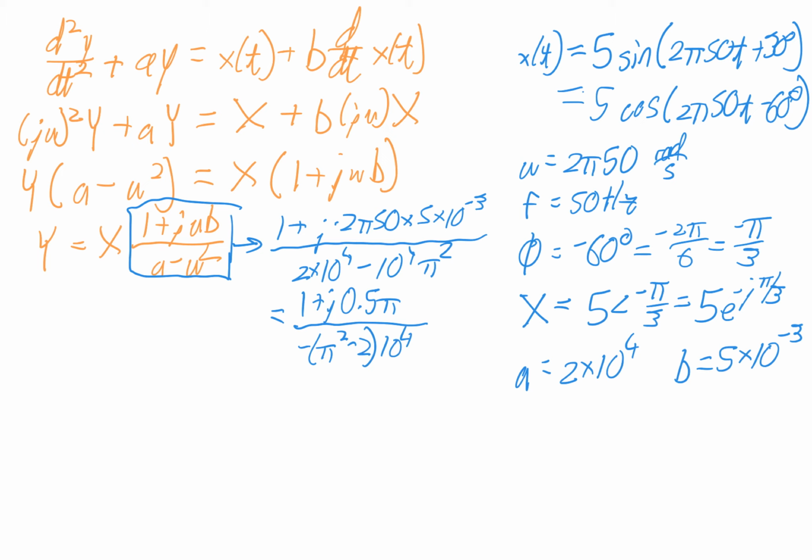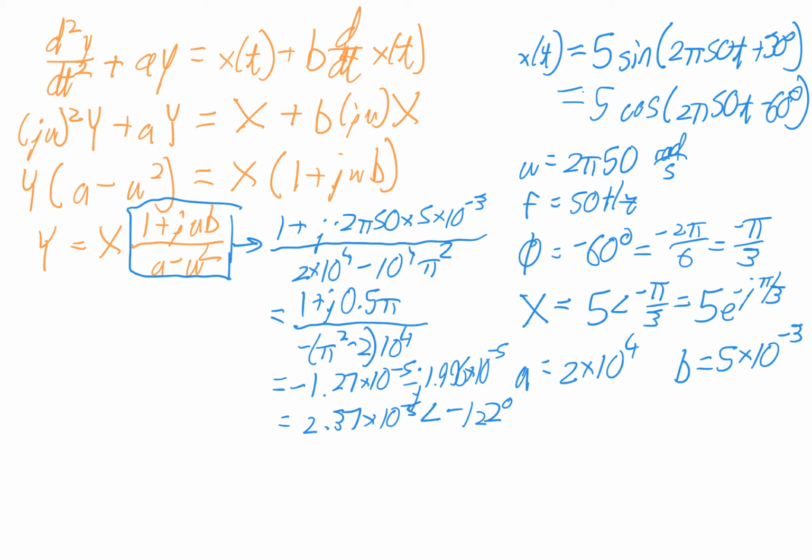And if you run that value through a calculator, you will get minus 1.27 times 10 to the minus 5 minus j 1.996 times 10 to the minus 5. And if we write that in polar form, we get 2.37 times 10 to the minus 5 at an angle of minus 122 degrees, or put it in radians if you prefer.